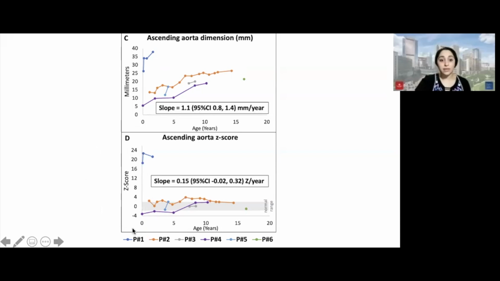This bottom graph is showing the z-score change. So again, on the x-axis, we have time in years. And on the y-axis this time, we have the z-score. This gray area here is showing the normal range of the z-score. And from our calculations, on average for all of these patients, the ascending aorta increased in size by 0.15 z-score per year. We are also in the process of analyzing dimensions and z-scores over time for the sinotubular junction, aortic valve annulus, transverse aorta, main pulmonary artery, and the branch pulmonary arteries.